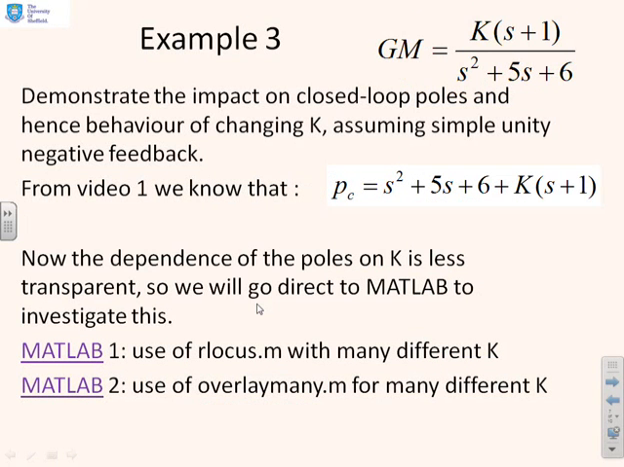Example 3. So here we've got Gm equals k, s plus 1 over s squared plus 5s plus 6. Again, this matches what we did in the first video. You can see I've reminded you what the closed loop pole polynomial is. There it is. And again, we're going to look at the use of rlocus and the use of overlaymany to see how behaviours change as we change k.